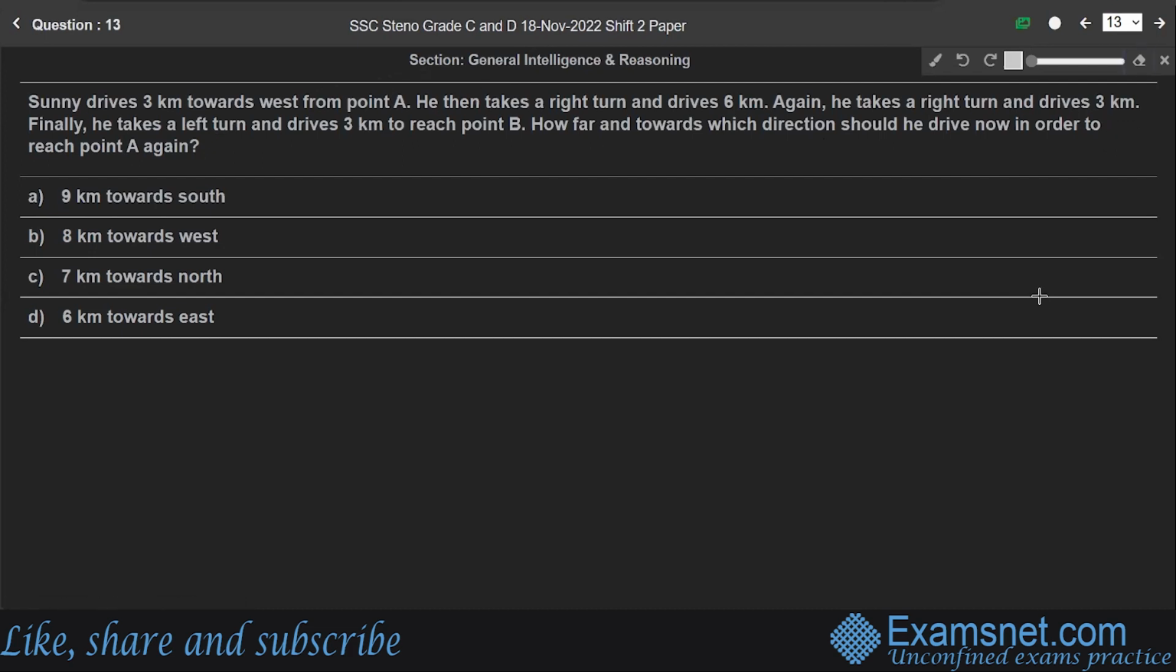So before going to the given points, we'll consider the directions north, south, east, and west. Now, Sunny drives 3 km towards west from A. So somewhere here we'll consider point A. He drives 3 kilometers towards west, so we'll consider 3 kilometers towards west from A.